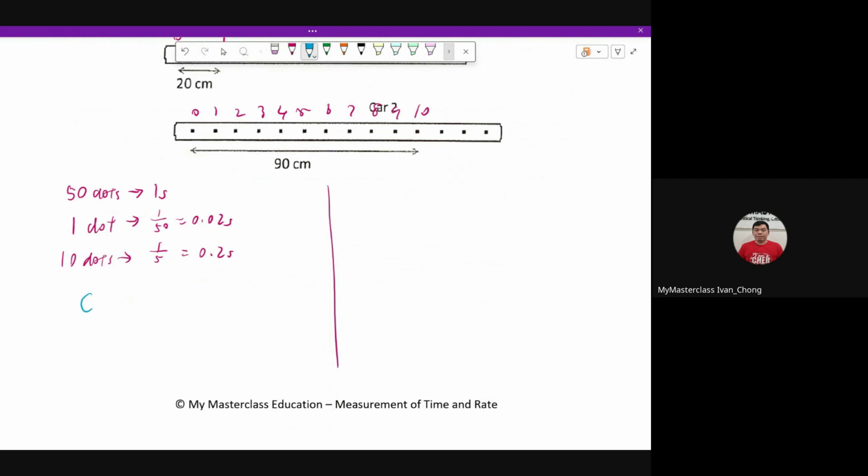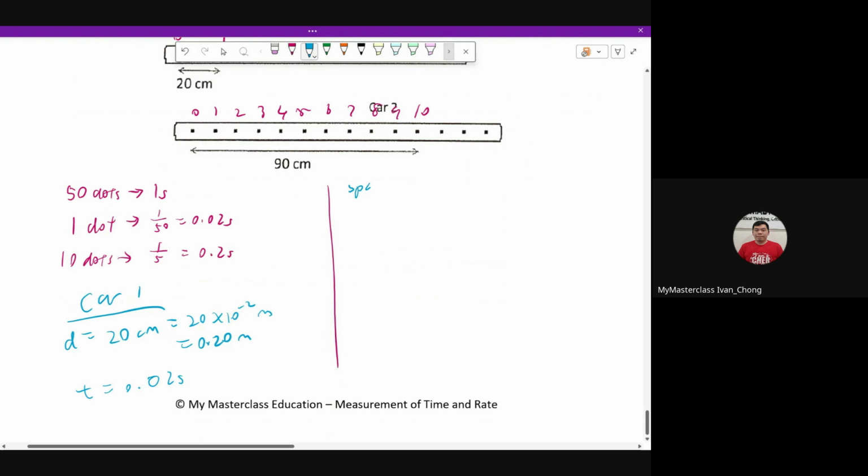Then let's solve car number 1. So your distance was 20 cm. 20 cm, we will times 10 to the power minus 2 meters. We get 0.20 meters. The time is 0.02 seconds. So your speed of car 1 will be 0.20 over 0.02. Okay, you will get 10 meters per second.